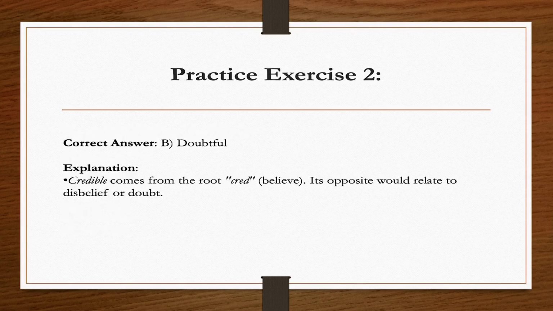That is doubtful. Now, credible comes from the root cred, that is to believe. You believe something, that is credible. We often say the phrase credible sources, or the source of information is credible. Credibility, or the other words incredulous, incredulity, all these are words related to the same root. So credible comes from the root cred, to believe, so its opposite would relate to disbelief or doubt. So the correct answer here in this context is B, that is doubtful.